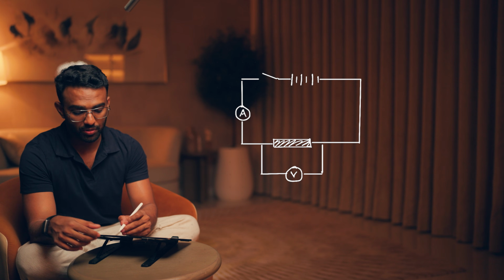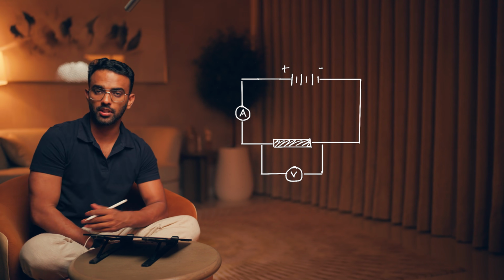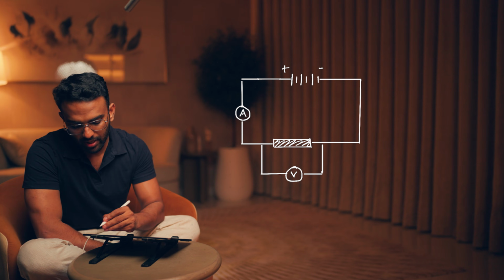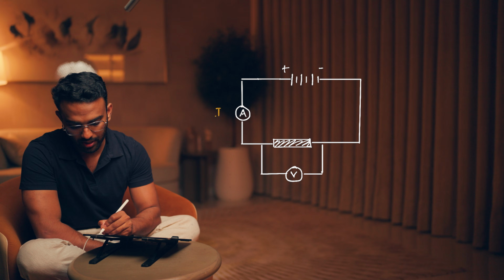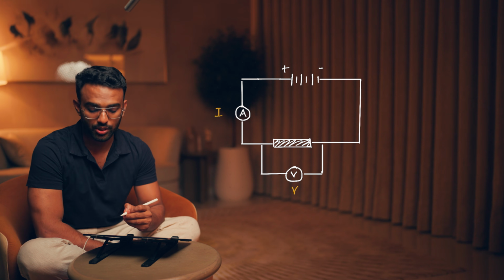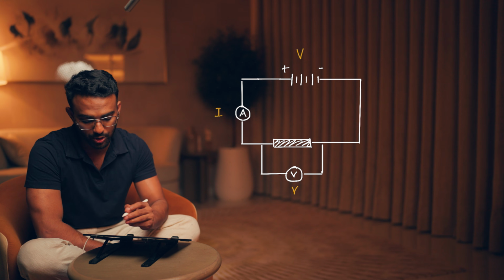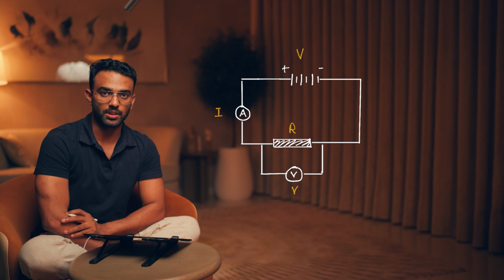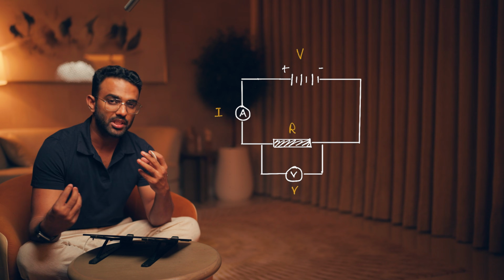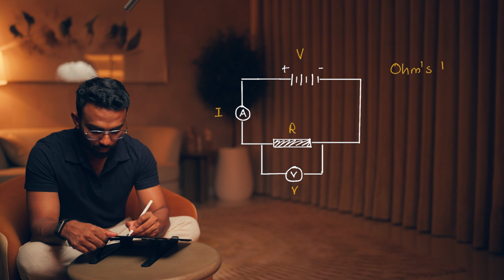So this is an open circuit. Now I will just close the circuit and we have current passing through this. Okay, so the ammeter is going to measure our current I. The voltmeter is going to measure the voltage. Here we have the total voltage as well. The voltmeter measures the voltage across our resistor. The resistor has some resistance. Now from this, there is a particular law. We call it Ohm's law.